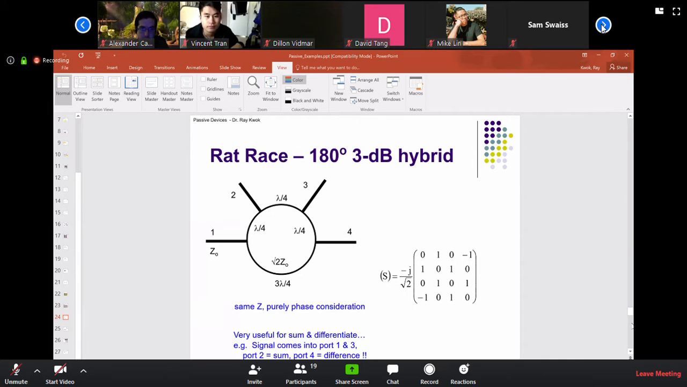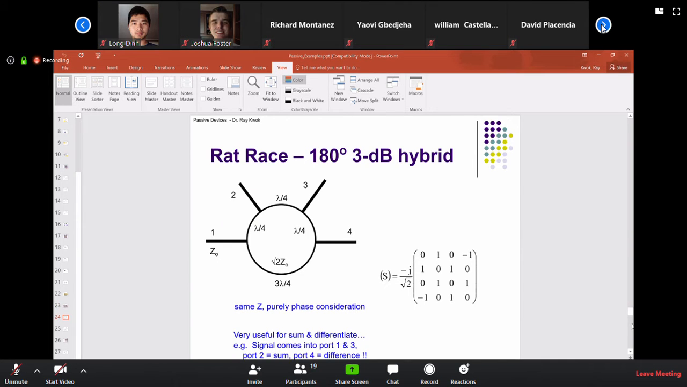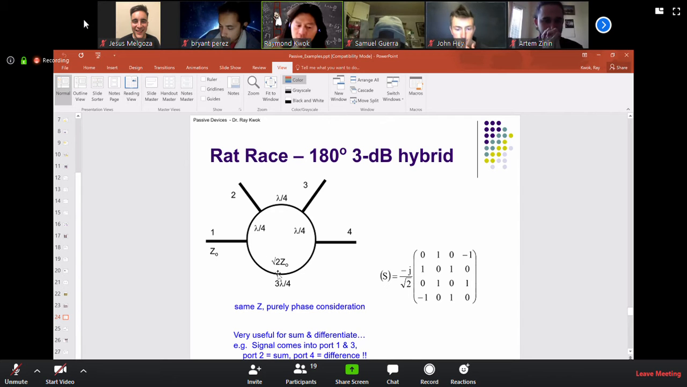The last circuit I want to talk about is what we call a rat race. Not really the last. I have a couple more. So a rat race, this is a microstrip circuit. Every section is quarter wave, right? So what does it do? People use it depending on how you want to use it.